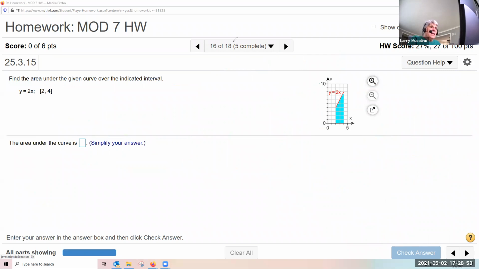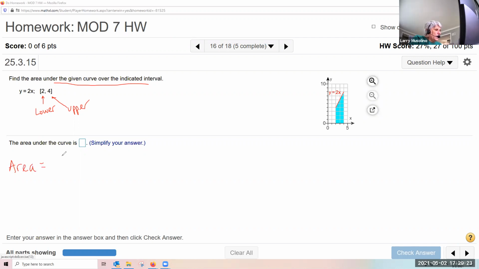Well, in this example, there's kind of two ways I could do this. They're asking me to find the area under this curve from a lower bound of 2 to an upper bound of 4. But because this curve is so simple, y equals 2x is the graph of a straight line, I can actually do this using geometry. I don't need integration here. But let's do it both ways. Let me do it the integration way.